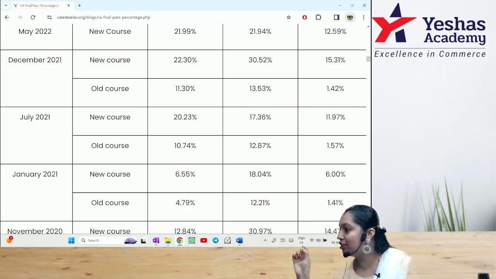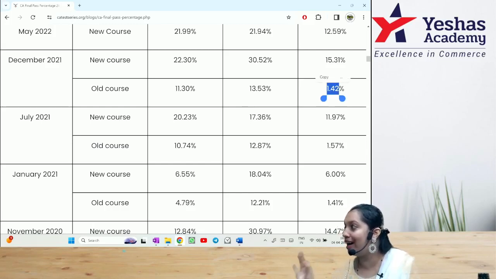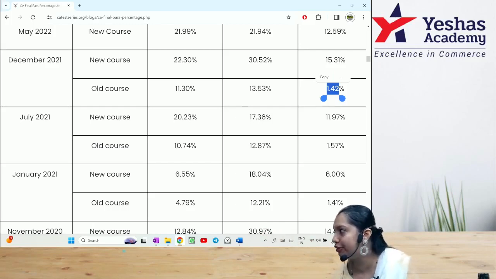To be one among those 100, to be in that 1%, you have to be the top 1% who has put that kind of effort.